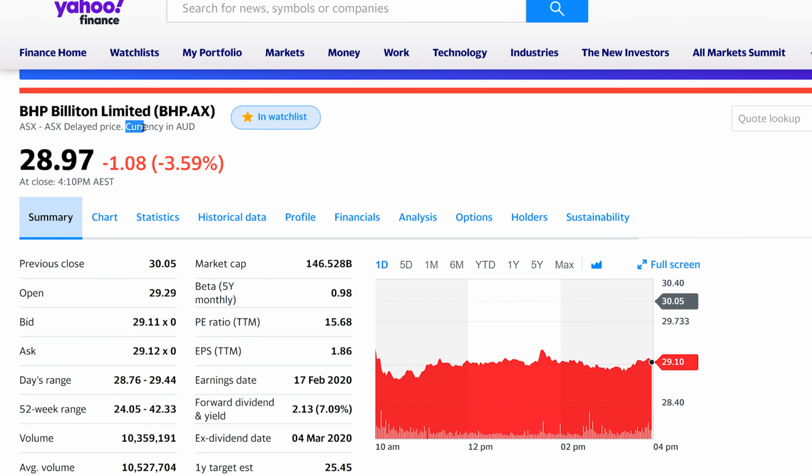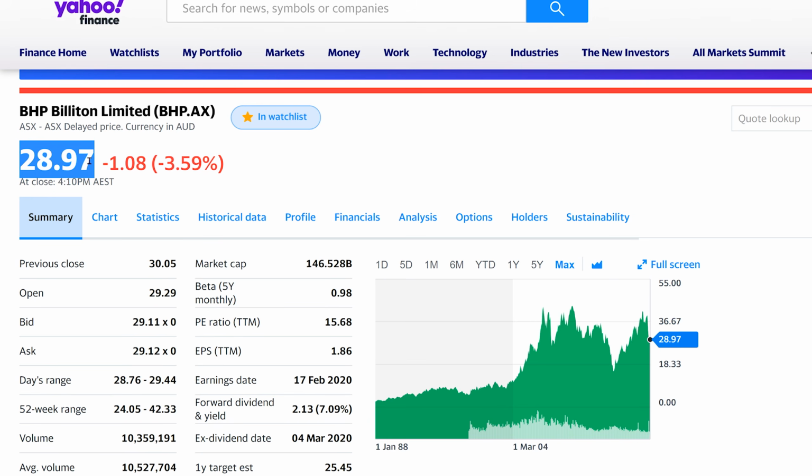Right next to that, you will see the currency. This is AUD. If it was a US company, it would say USD, US dollars. Right up here, this is the price that the stock is currently trading at. It went down for the day, $1.08, which was 3.59%, which was marked at the close time at 4:10 p.m., which is the close of the Australian market.